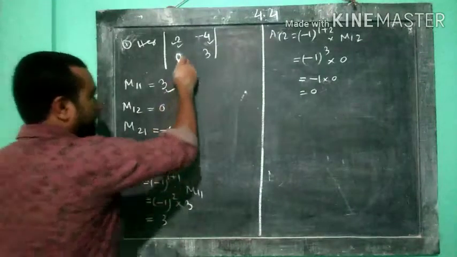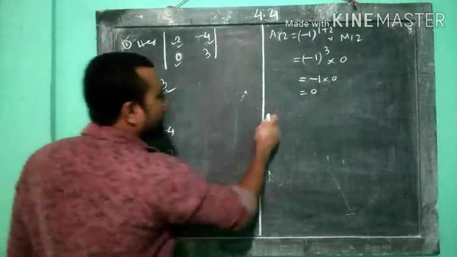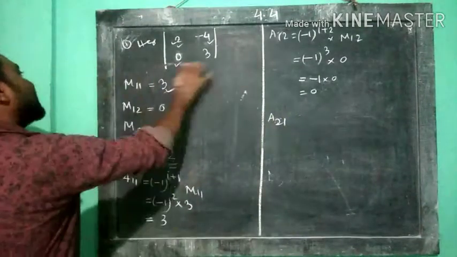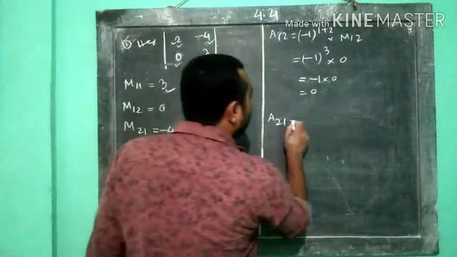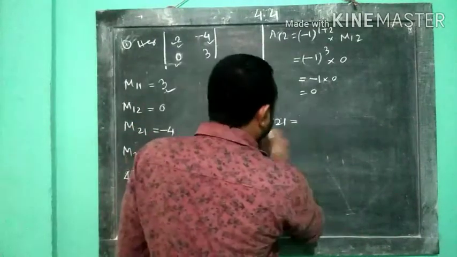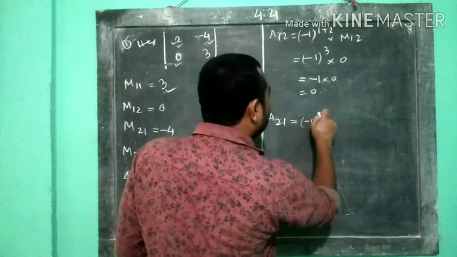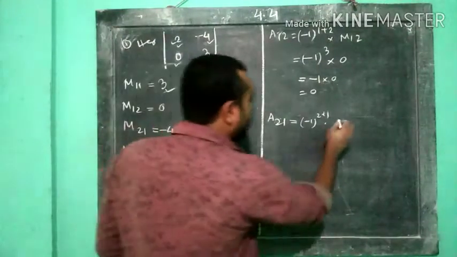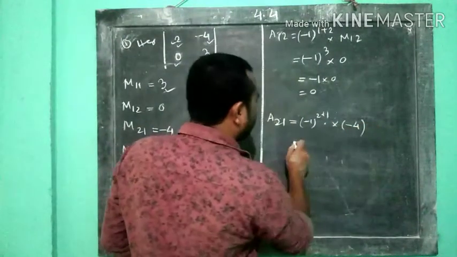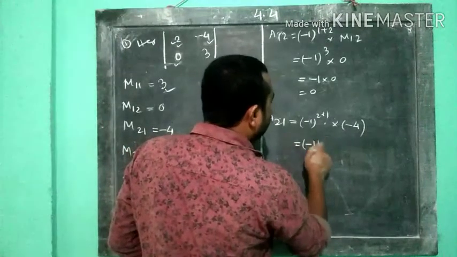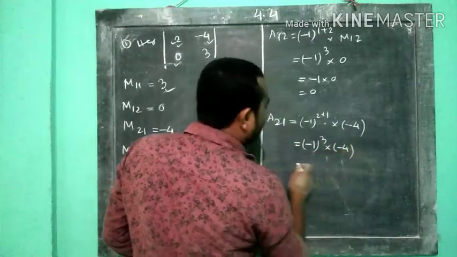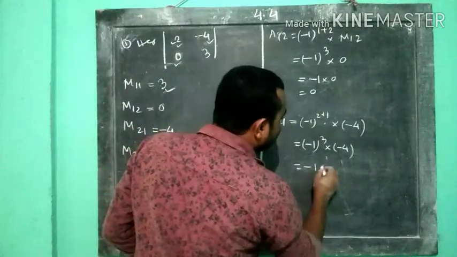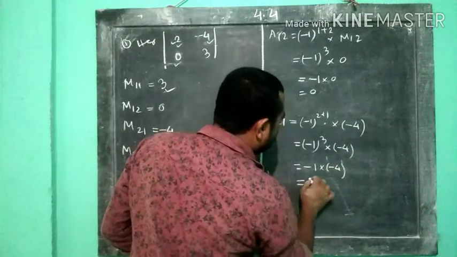Similarly, the cofactor of this is A21, because it lies in the second row and first column. Then this is equal to minus 1 to the power 2 plus 1 into M21, and M21 is minus 4. You write here minus 4. So this is minus 1 cube into minus 4. The power is odd, so the sign is negative. Minus 1 into minus 4 equal to 4.